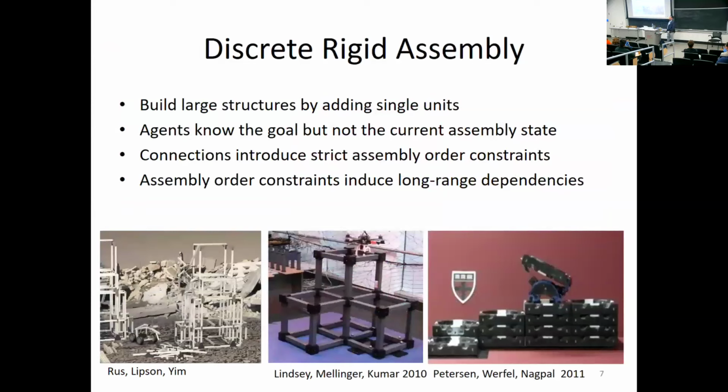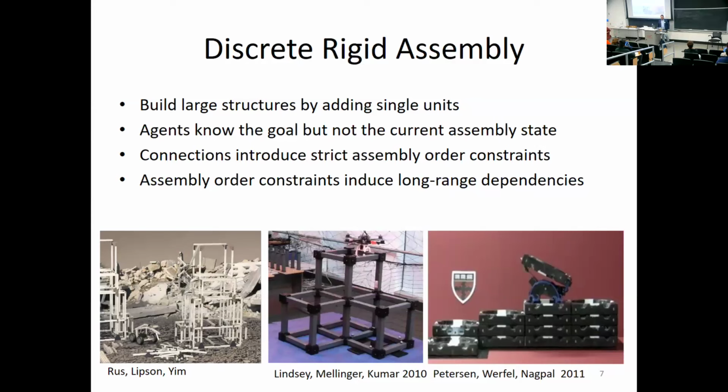So talking about discrete rigid assembly, this is a little bit of a dated slide. But there are lots of examples of people building multiple robots trying to manipulate sort of building elements into large structures. And the underlying assumption is normally that the agents actually know and share what their ultimate goal is. The thing that they don't know is what the current assembly state is, right? So I know I want to build a house out of 1,000 bricks. I know where the bricks should go. But as I'm executing this, I don't know which bricks have been placed and which ones have not been placed.